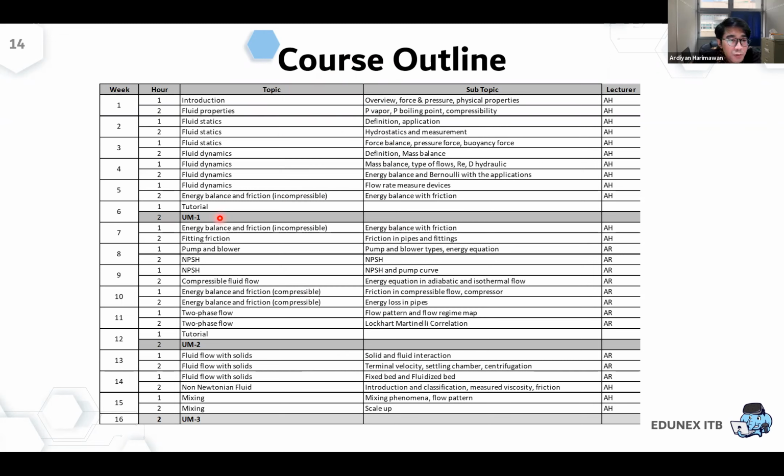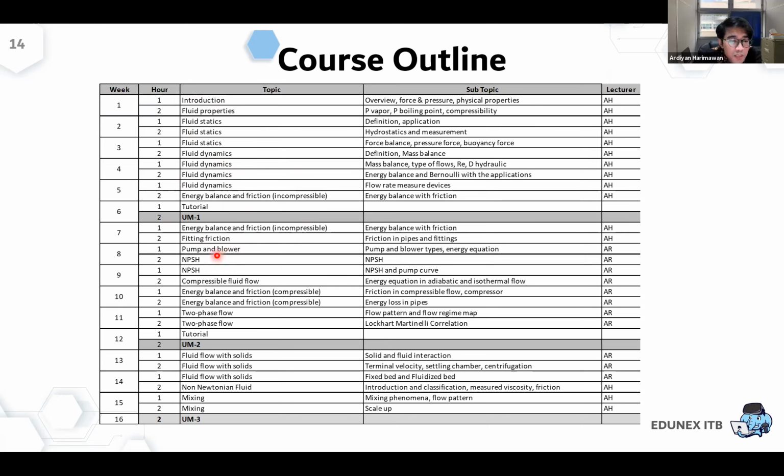You can see from the course outline, this subject is quite dense. The material is quite dense. Jadi kuliah ini memang bebannya cukup padat, materinya cukup padat. You can see that we will cover fluid statics and then fluid dynamics, and we will learn about mass and energy balance, but specialized in the fluid flow case.